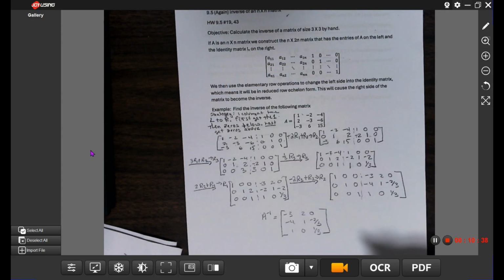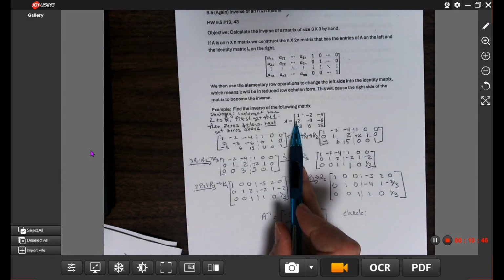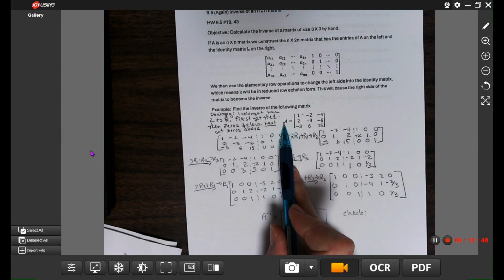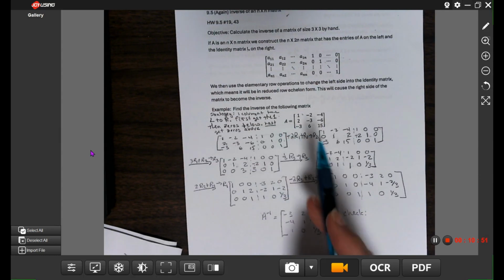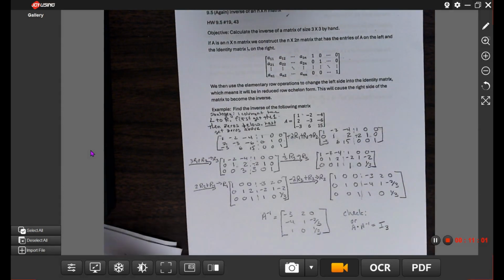And there's at least 2 ways you could check. If you want to pause and check, you could put A into your calculator and then use the calculator button to find the inverse, and that would work. Or you could do A times A inverse, and hopefully you should get an identity matrix that's 3 by 3.